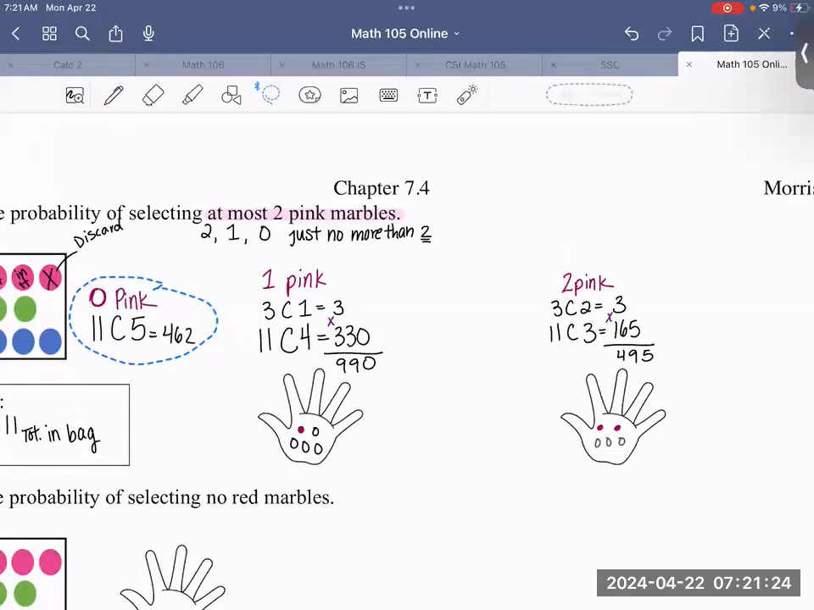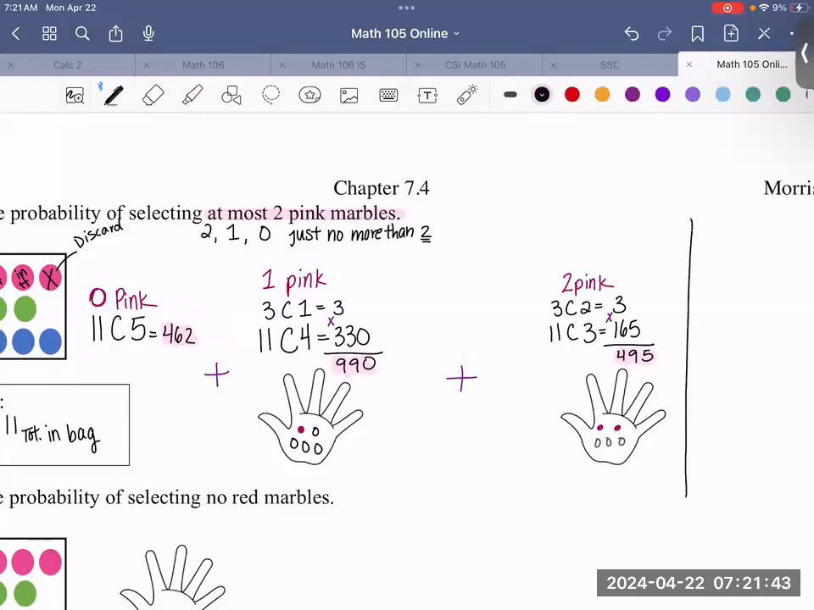Now, because these are alternatives, right? We could either have a 0 pink scenario, or we can have a 1 pink scenario, or we can have a 2 pink scenario. We're going to add all of these values up. So we can have 1947 over 2002.